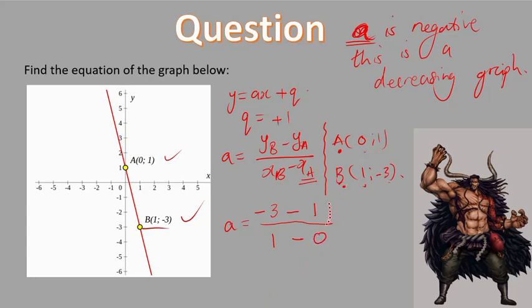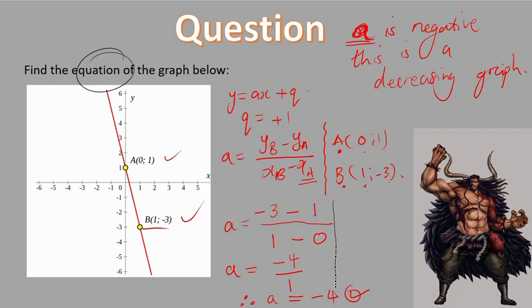Right. So now in this situation, my a will be equals to, what is -3 minus 1, that is -4. What is 1 minus 0? That is 1. Therefore, this means my a will be equals to -4. We already called that. We already knew that it was going to be negative, right? So now I write the answer to the question, the equation of the graph.